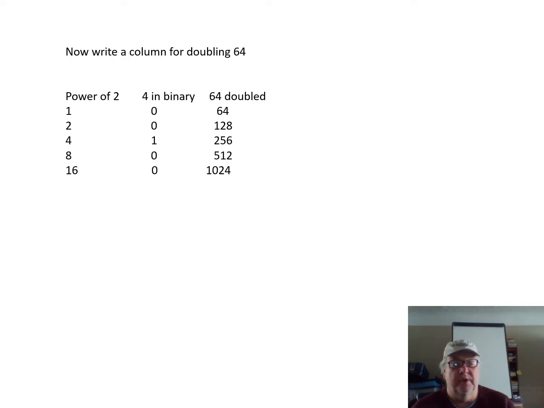You should then write a column for doubling 64. So in this far right column you've got 64 doubled: 1 times 64 is 64, and you double it and that's 128, and you double that number 128 again and you get 256, and you double that number again and you get 512, and so on.